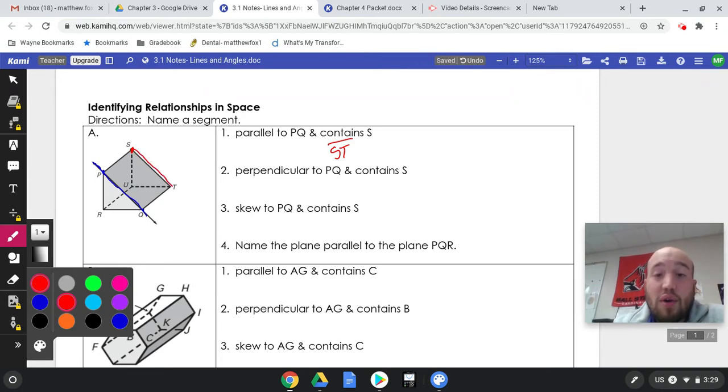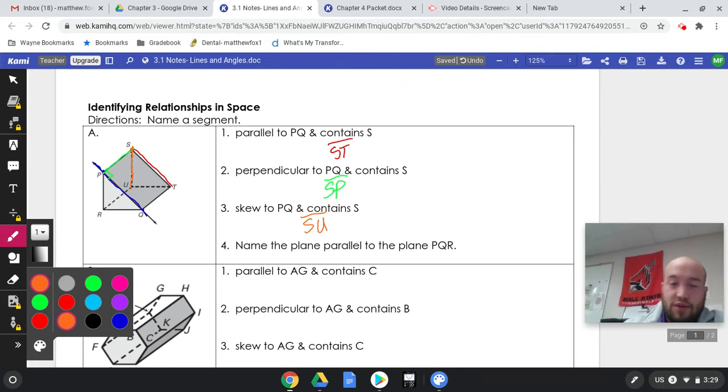Now if we want it to be perpendicular to PQ and contain S, still needs to contain S, it has to come right here and form that, do you see that 90-degree angle right there? So that's going to be SP. And then finally, if we want it to be skewed to PQ and contain S, we know it's going to start at S once again. That's right there. That one would never intersect. It's also not parallel. So that's segment SU.